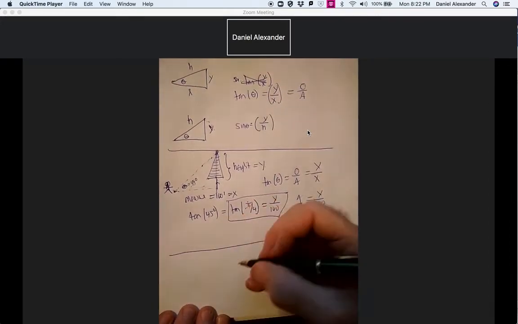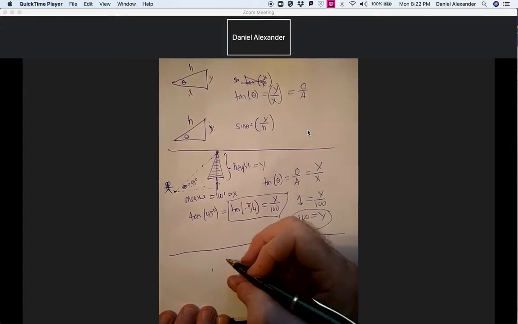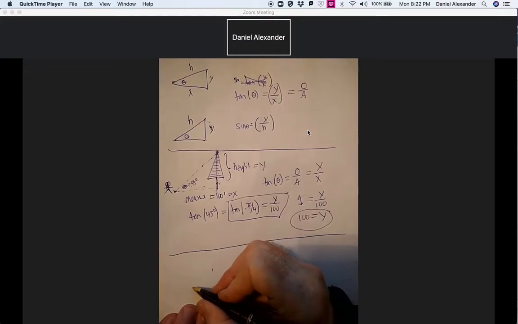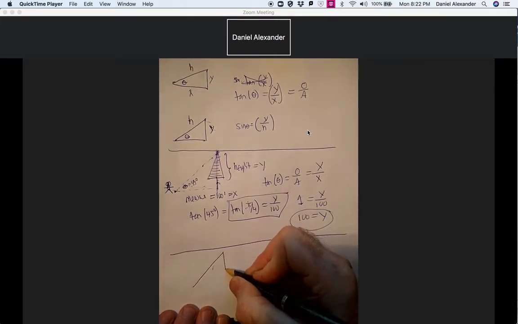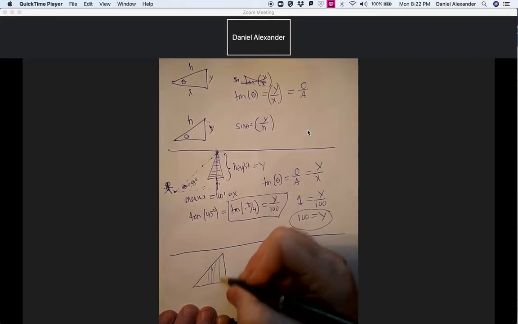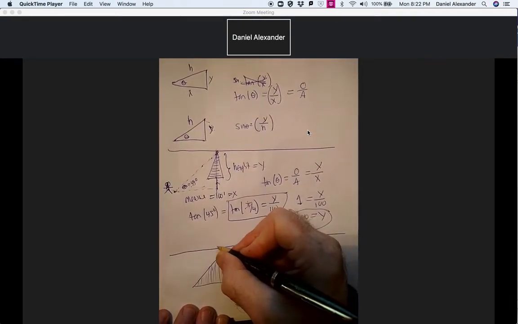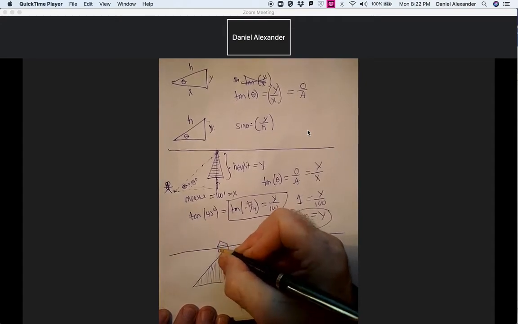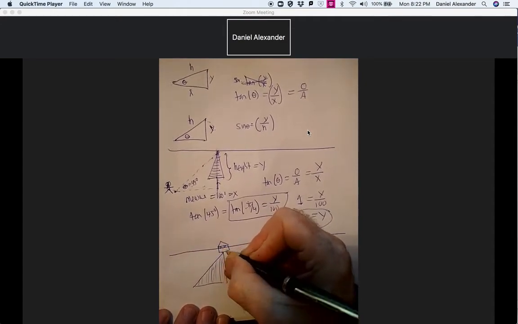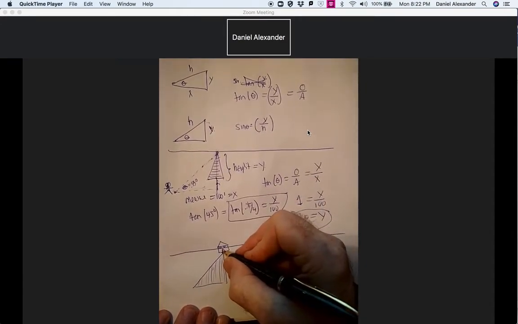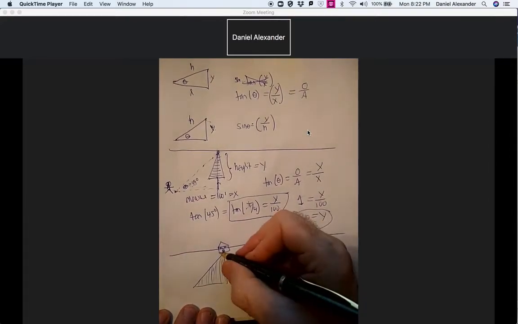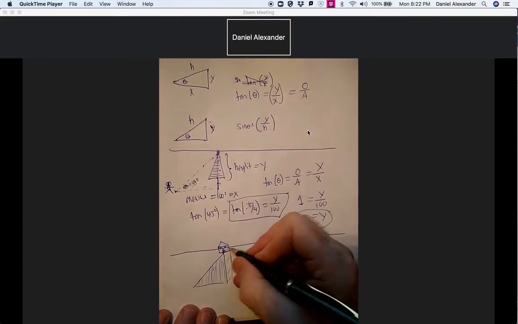I want to give you another example where we want to find the height, but we're going to do it in a slightly different way. I'm going to imagine that this is the profile of a hill. It's man-made. And there's going to be a house up here.